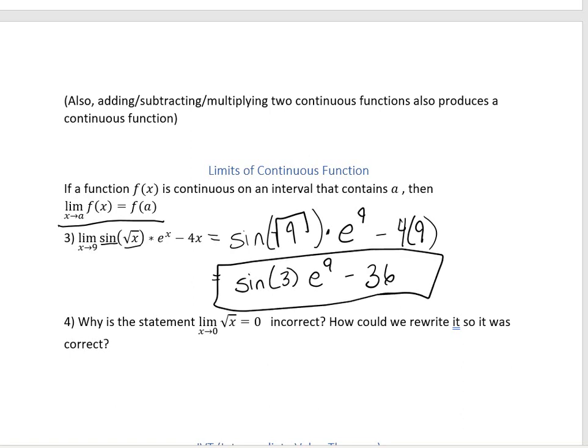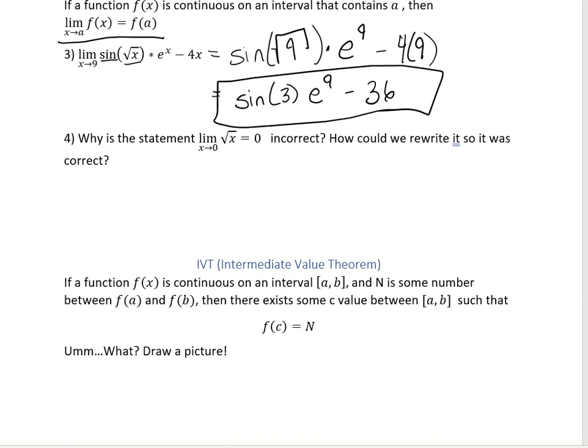Cool, so as long as you don't run into violating anything, such as dividing by 0 or taking the square root of a negative, you can basically always just take a limit and plug it in and see what happens. Now, the next question I have for you guys is why is the statement that the limit of the square root of x equals 0 as x approaches 0 incorrect? Remember, for this to be true, our function has to be continuous. What does it mean for a function to be continuous? Well, if we take the limit as x approaches 0 from the left of the square root of x, that's going to not exist.